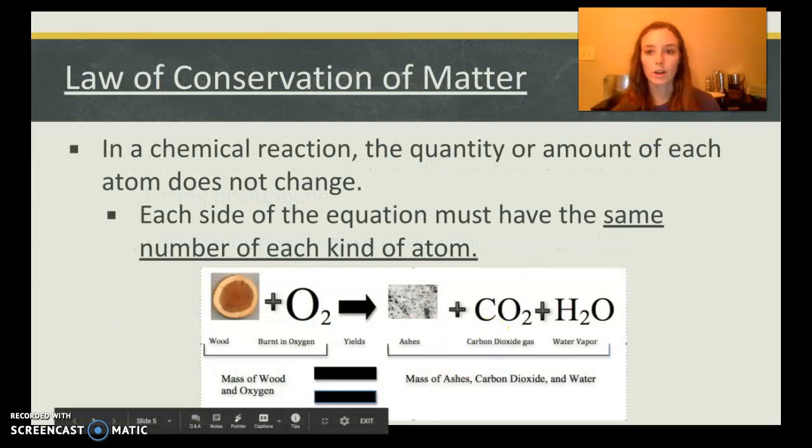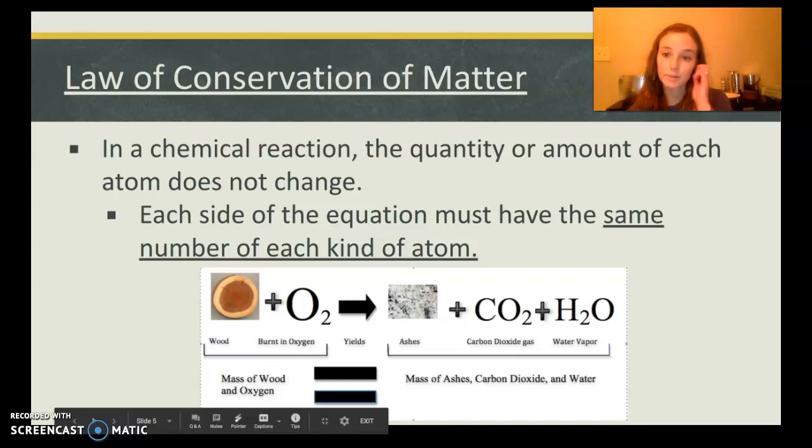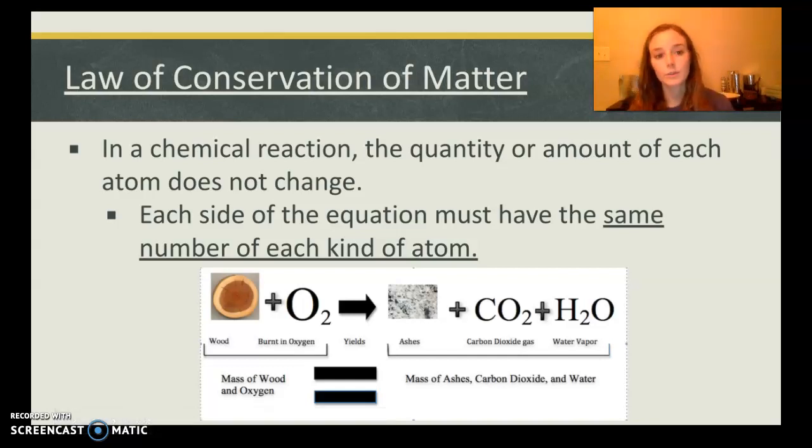We are next going to talk about the laws of conservation of matter. We talked about this briefly first semester, and you talked about this a lot in physics with the law of conservation of mass and the law of conservation of energy, and it is a very similar concept. But in chemistry, we talk about the law of conservation of matter. And in a chemical reaction, the quantity or amount of each atom does not change. So each side of the equation must have the same number of each kind of atom on it. Some of this might be review from middle school science, depending on how much chemistry you got into in 8th grade, most likely. But make sure you pause the video and write this law down.